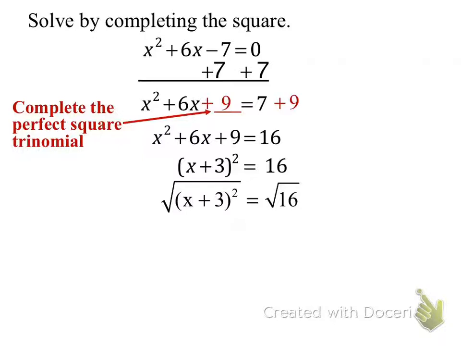Good. Equals 4. To lose the absolute value, what do I have to do, Django? Of what number? No. Of the opposite side, 4. So I'm going to say that x plus 3 is equal to plus or minus the 4. Now we do what? Subtract 3 from both sides.